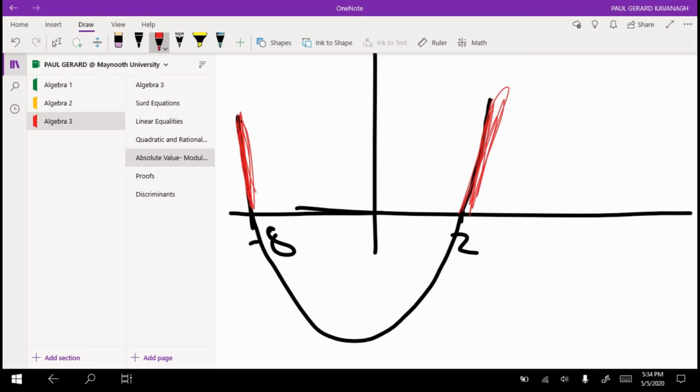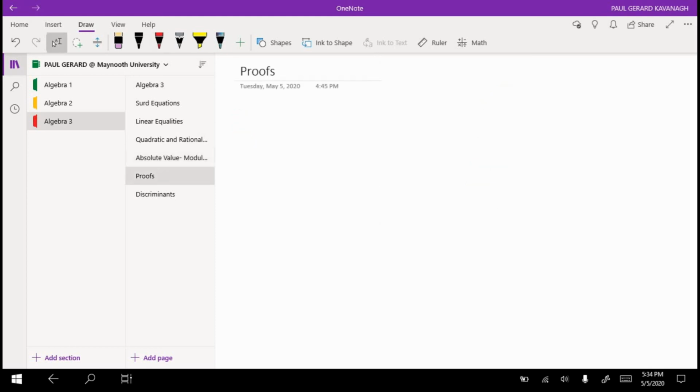Okay, so now we're going to go on to proofs. So if we just look at proofs and just see what they are. Proofs are basically proving what something is. So in inequalities, we're going to be asked to prove if something is true or false. That's going to be the proof. The proof is whether it's true or it's false. So let's just give an example here.